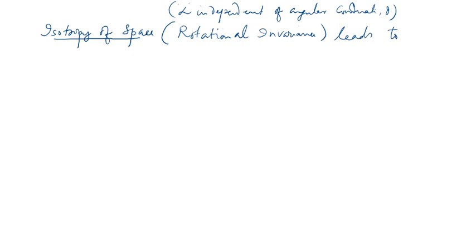So when angle is a cyclic coordinate, what's happening? The conjugate momentum corresponding to angle is known as angular momentum, right? So isotropy of space leads to conservation of angular momentum. This is the second important conclusion that I want you to keep in your mind. Even though we do not discuss much about this one, this is a concept that I am leaving to you.